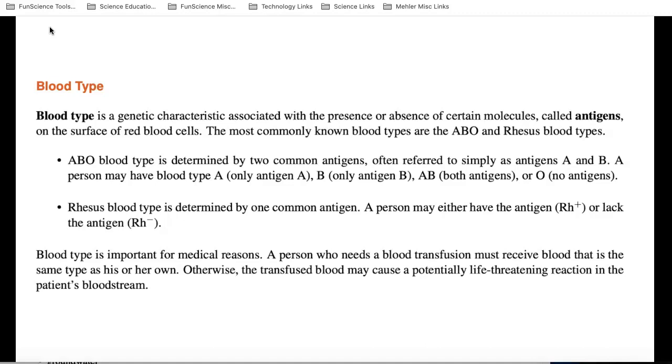Blood type is really important for medical reasons because many people who need a blood transfusion must receive blood that is the same type. It has to be exactly the same. That's why we have so many blood collections and donor collections for blood.